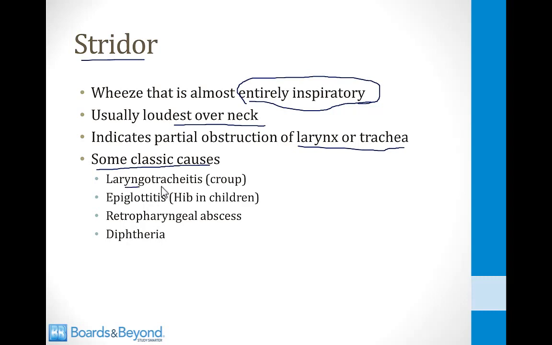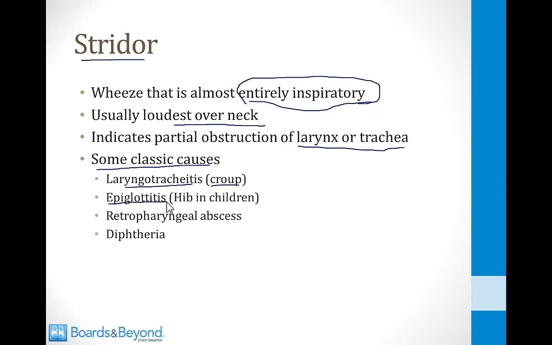So laryngotracheitis, which is croup, it's usually a viral infection. It's basically a severe bad cold, usually in a child, that begins to affect the larynx and trachea, and usually it's treated with steroids to knock down the inflammation so that the child's airway doesn't close off.